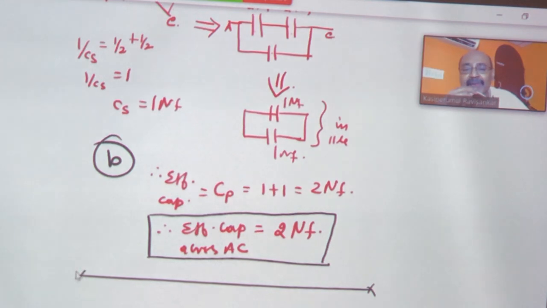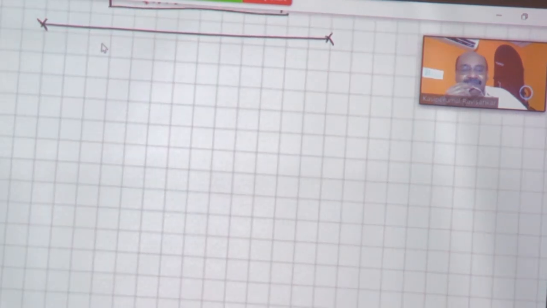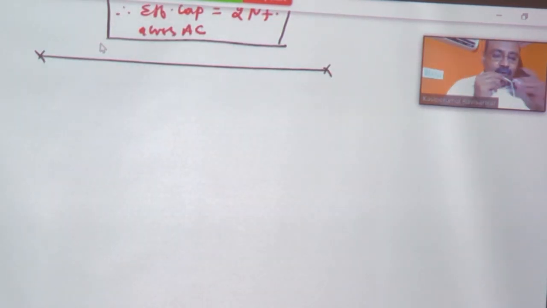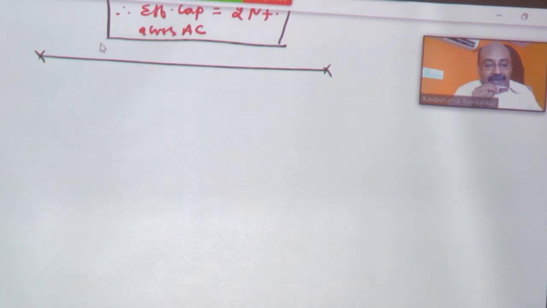Clear? Okay. Let us go for problem number 15. What is problem number 15? A bigger problem, but concept oriented. Come on, go through the problem. Two metallic spheres of radii 1 centimeter and 3 centimeter are given charges -1 into 10 power minus 2 coulomb and 5 into 10 to the power of minus 2 coulomb respectively. First of all, we will draw two metallic spheres.